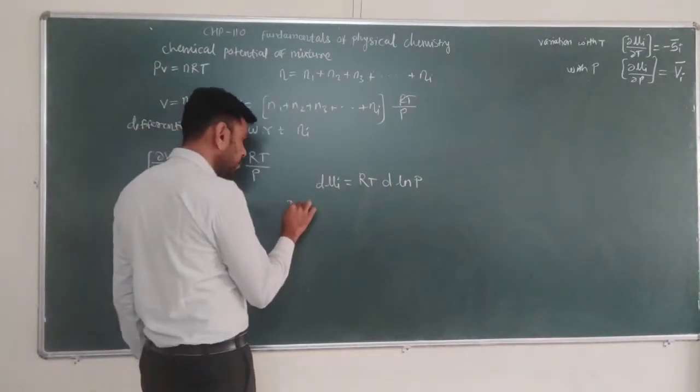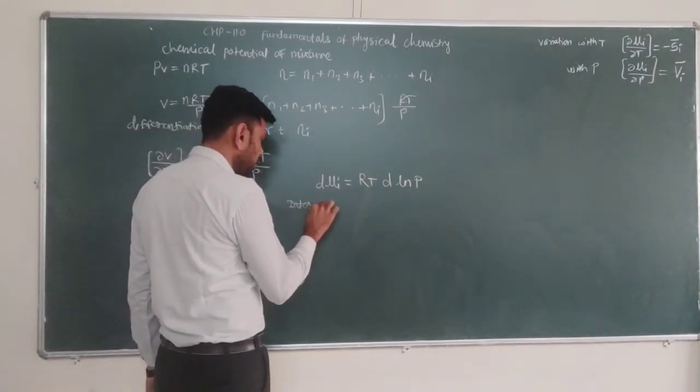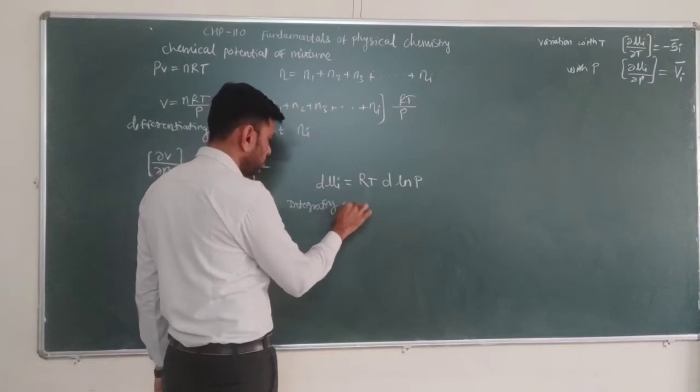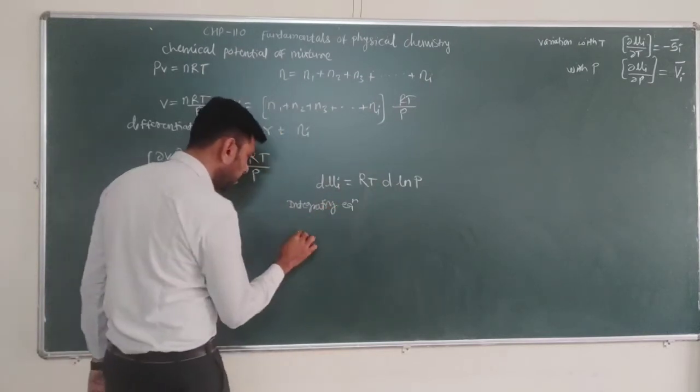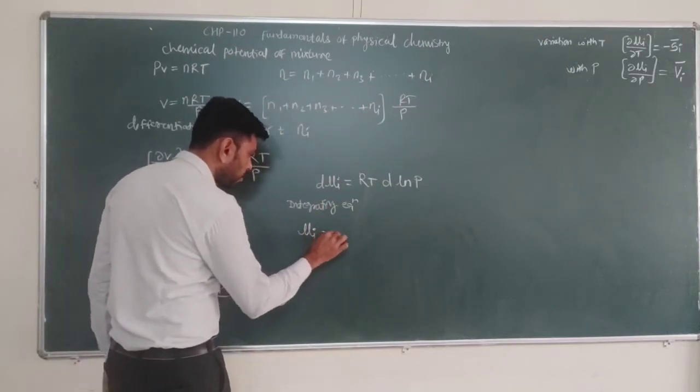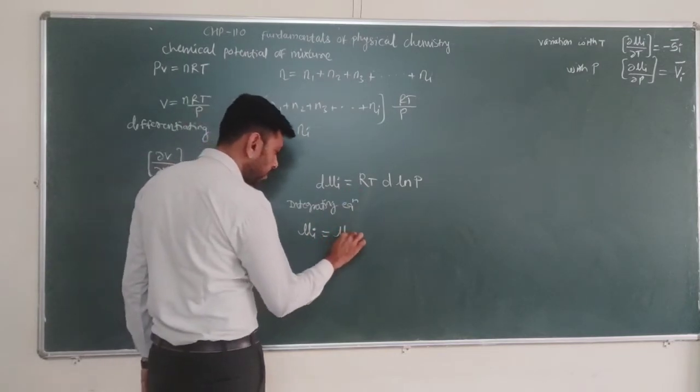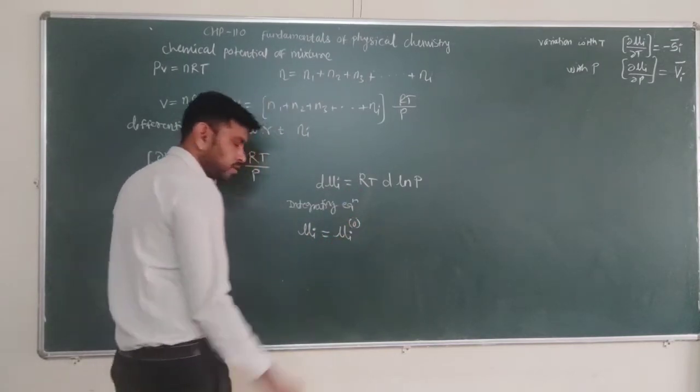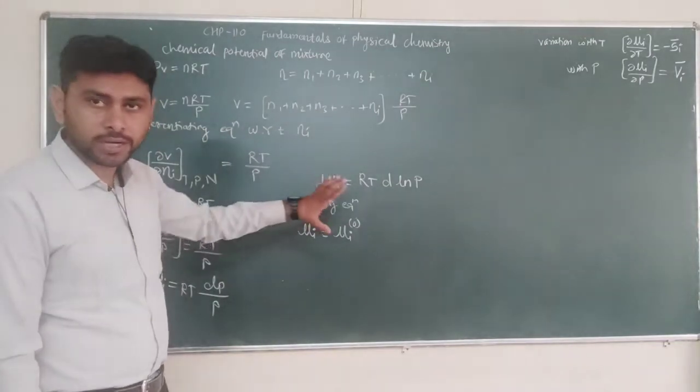Now integrating this equation, we get mu i. We have to add a constant of integration, mu i 0, which depends on concentration and temperature.